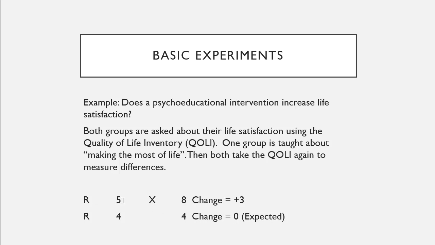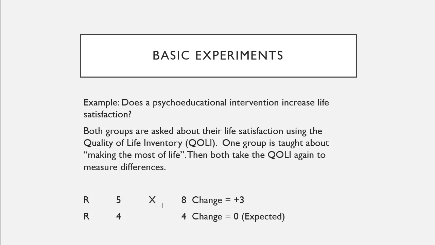The first group might have a 5, and that's okay. They don't have to match. All we're looking for is what the change is. So let's say the first group had on average a 5, and it's just because on average people experience life a little bit better in that group, and that's fine.